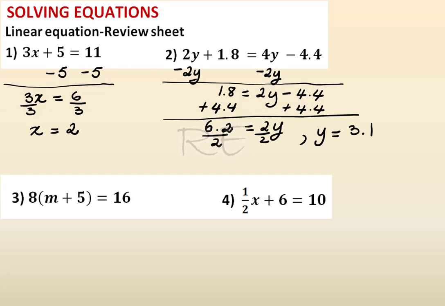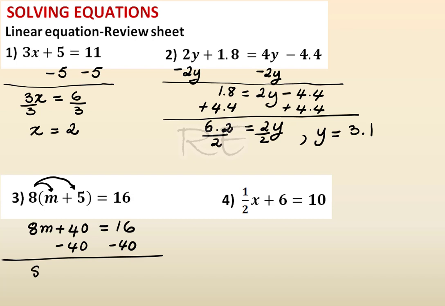We'll use the distributive property to simplify the left side. 8 times m, 8m, and 8 times 5, 40. Now we subtract 40 from both sides. We obtain 8m is equal to negative 24. And when we divide both sides by 8, we get m equal to negative 3.